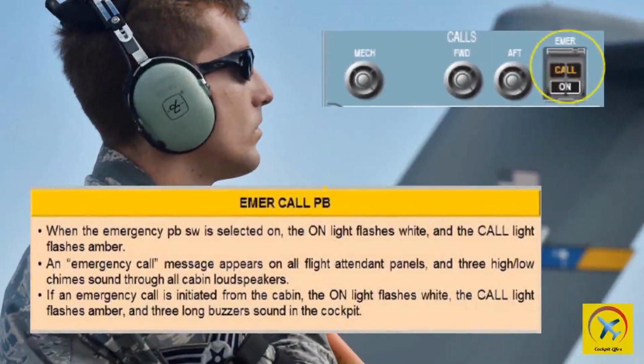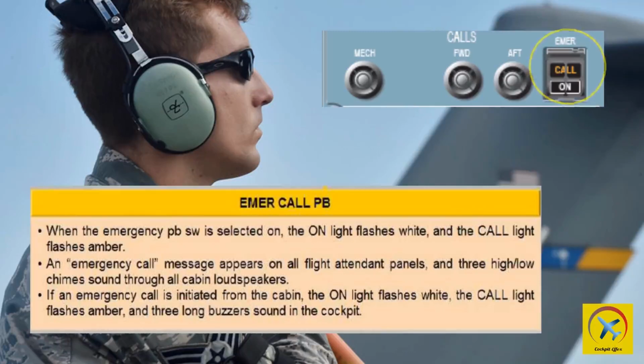The calls panel allows the cockpit to initiate calls to the flight attendants via the cabin interphone system and the mechanic via the flight interphone system. The flight interphone system provides communication between the cockpit and the external service interphone panel located at the nose gear. The cabin interphone system provides communication between the cockpit, flight attendant stations, and various external locations on the aircraft.